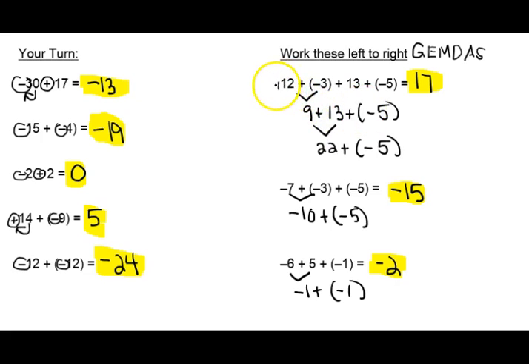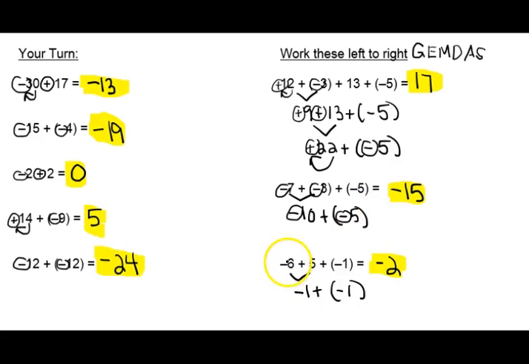The signs are different, so I found the difference and I had more positives, which is 9. You're not going to see that positive in front of the 9, but the signs are alike, so you add. You have all positives, so positive 22. And it's a positive 22, so the signs are different, so you find the difference, and you have more positives, so a positive 17. The signs are alike, so you add, and they're all negatives, so negative 10. Once again, the signs are alike, so you add, and you have all negatives, so negative 15.